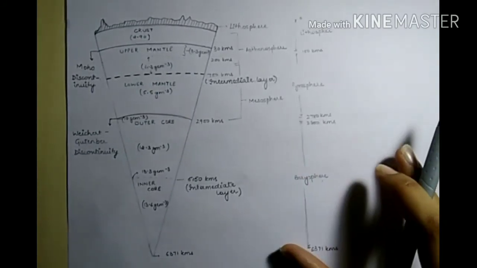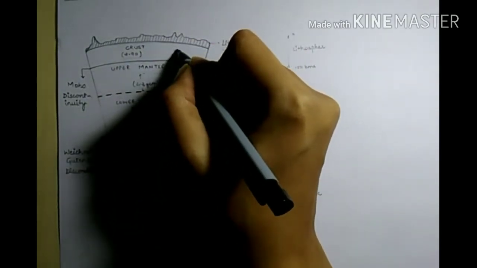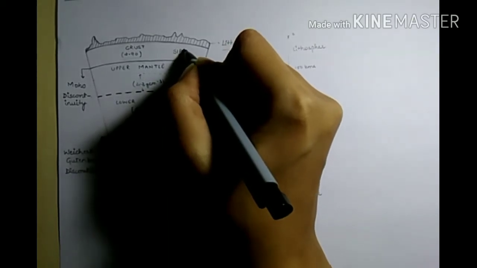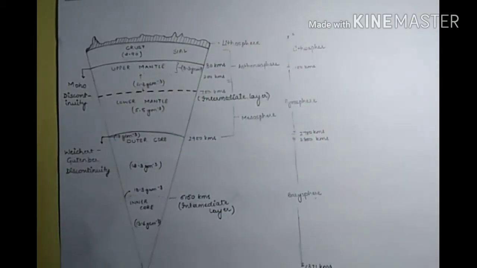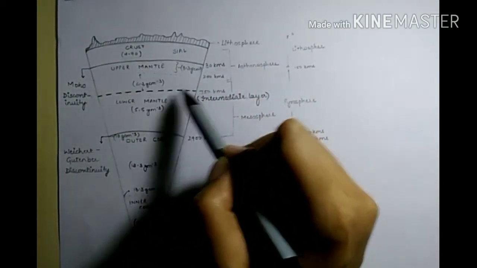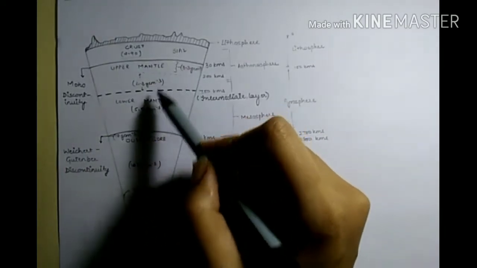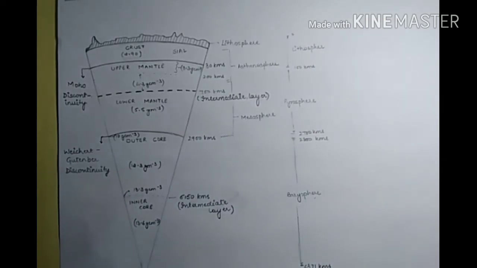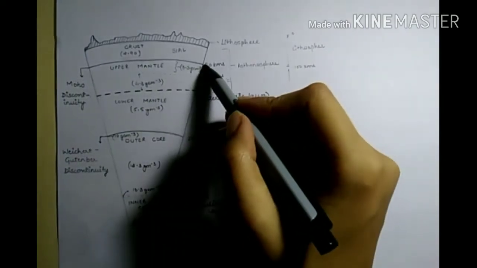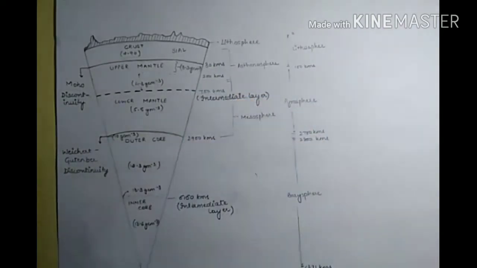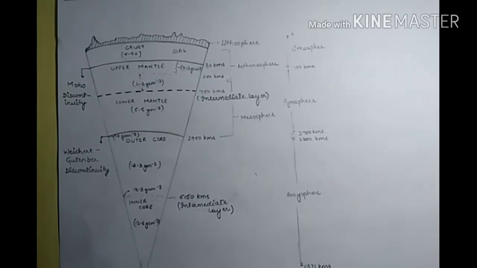First we'll start with the crust. Crust, as we all know, is basically composed of Sial, that is silica and aluminium. It has a density of 2.9 gram per centimeter cube. And then we have our upper mantle and then lower mantle. The total average density of the mantle is 4.5 gram per centimeter cube.